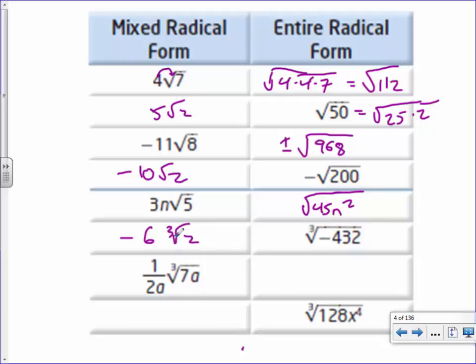Anybody else get that one for the minus 432 one? Yeah. You, by the way, could throw the negative out front. You can actually cube root a negative number, though. So you could have left the negative on the inside and made that a positive. Both of those would be valid ways of writing a cubed root.